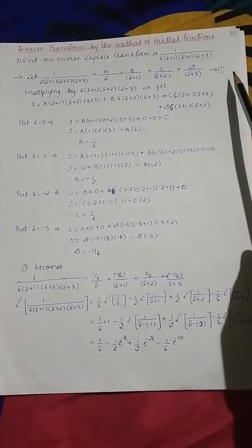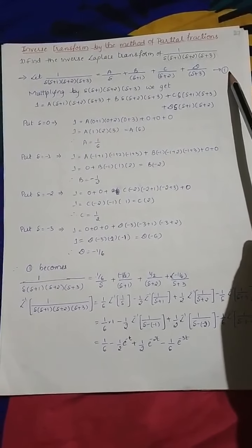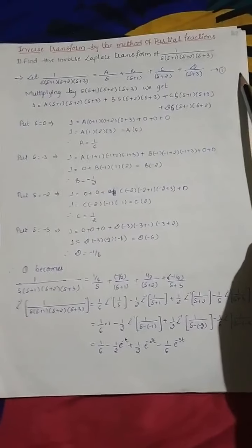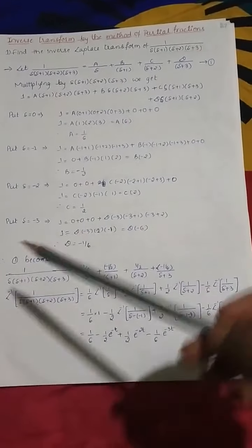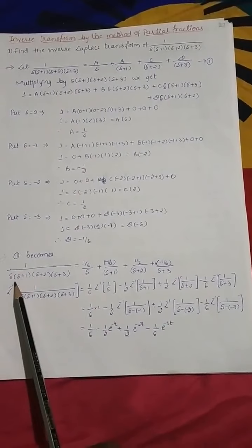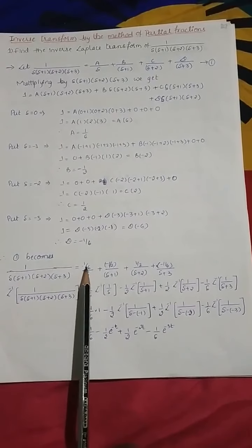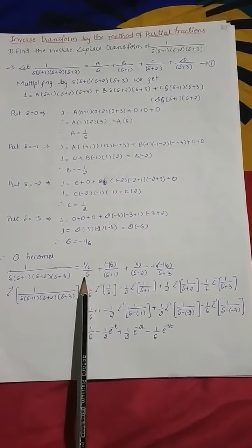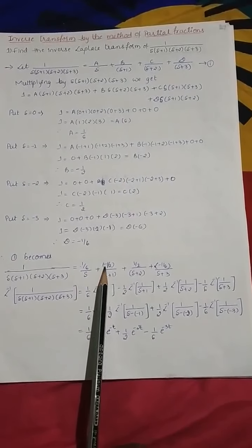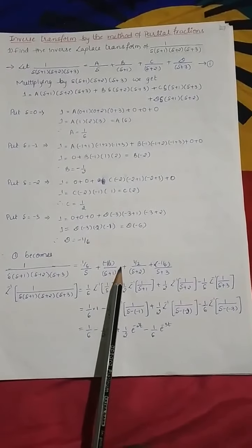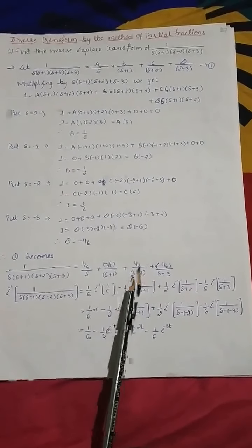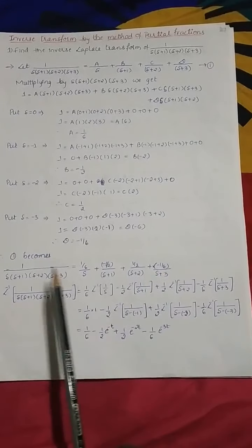Next, substituting the values of a, b, c, d in equation 1, this becomes 1 upon s into bracket s plus 1, s plus 2, s plus 3 is equals to 1 by 6 upon s plus minus 1 by 2 upon s plus 1 plus 1 by 2 upon s plus 2 plus minus 1 by 6 upon s plus 3. These are nothing but the a, b, c, d values.